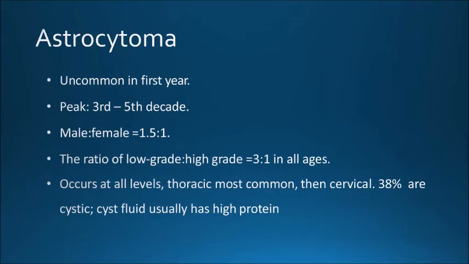Now, another type of intramedullary spinal cord tumors are astrocytomas. They are uncommon in the first year, but they peak in the third to fifth decade of life, and there is slight male predominance. The ratio of low grade to high grade lesions is 3 to 1 in all ages. They can occur at any level, but the most common ones occur in the thoracic spine. Then we can have the cervical spine lesions, and they can frequently be cystic, where we have high protein in the cyst fluid.